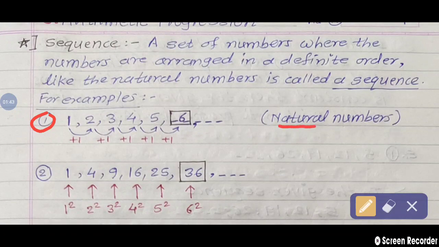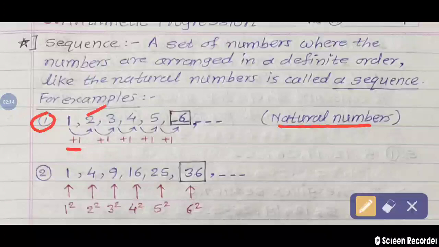Those numbers are called natural numbers. So we find out the relation between the consecutive numbers. What is the relation between 1 and 2? We are adding 1 to the first position number, which is 1. So 1 plus 1, we obtain 2.